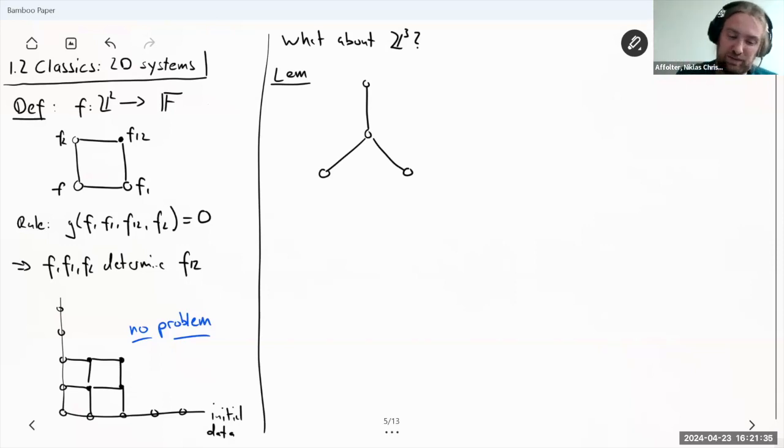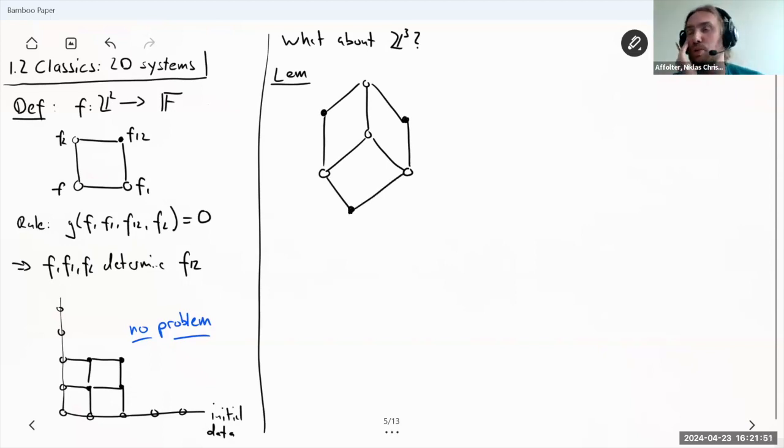Well, using my rule, right? First instance of my rule gives me this point. And all right, I can also do this here, get this point, do it here, I get this point. So I sort of get the back of a cube, that's no problem. But what next, right? I mean, there's a point missing in my cube.